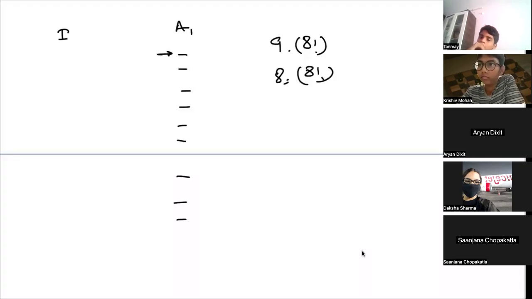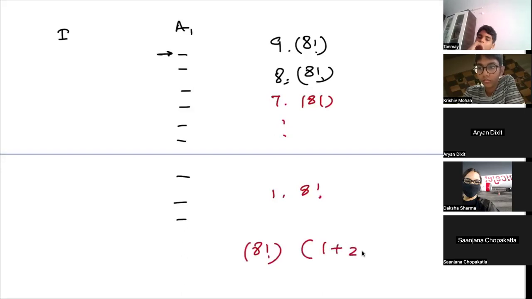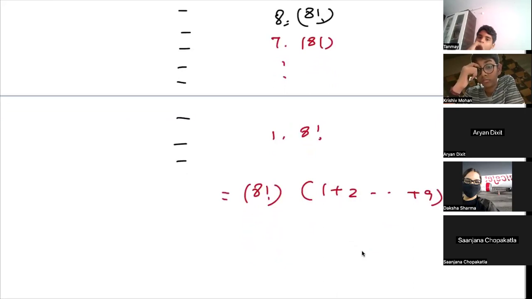8 again. Now I'm saying A1 is at the third position. So A2 has 7 places and factorial 8, up to the last one, where A1 is in the ninth position and A2 has one place. So factorial 8 is common. This is coming as 1 plus 2 plus 3 up to 9. This is nothing but factorial 8 into 9 into 10 by 2.